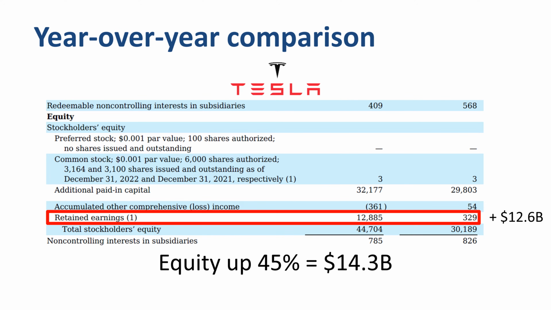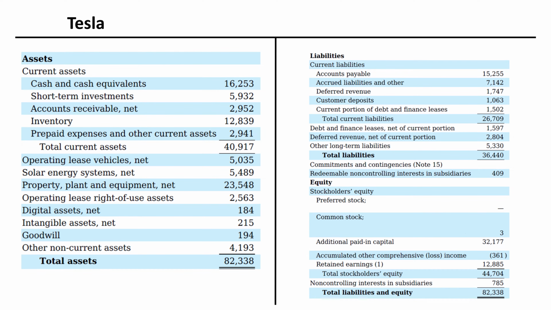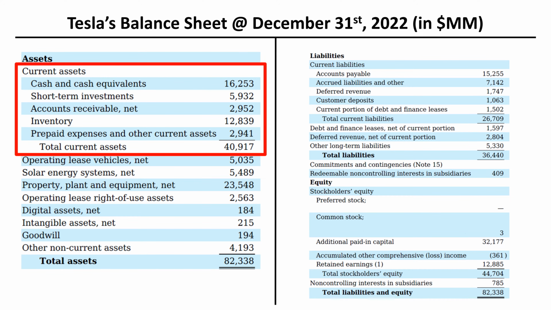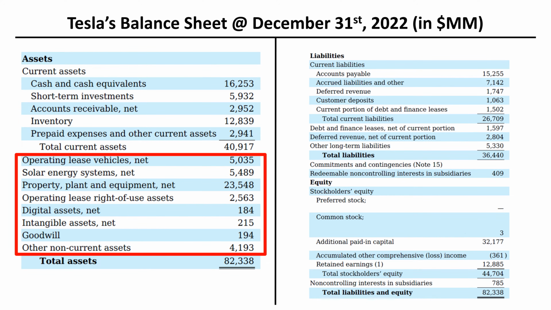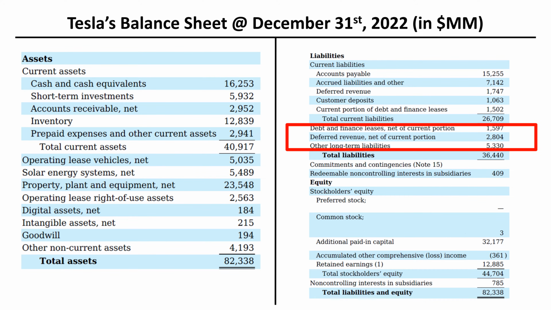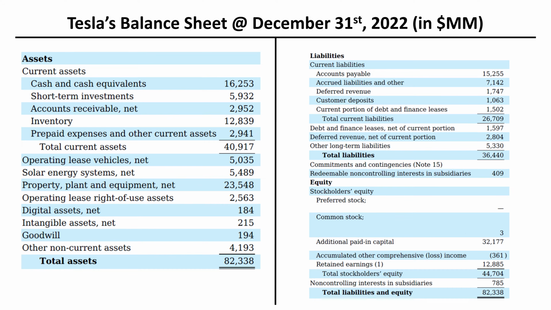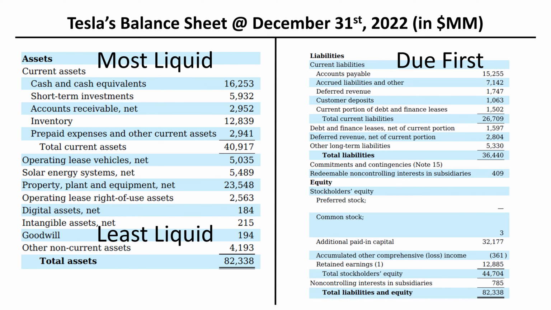Time to zoom into the 2022 year-end balance sheet in more detail. We will review what is in each of the balance sheet categories: current assets, non-current assets, current liabilities, non-current liabilities, and equity. Same 5 categories, just a lot more detail to dig into. In the American format of the balance sheet, assets are listed from most liquid at the top to least liquid at the bottom. Liabilities are listed from due first to due last.